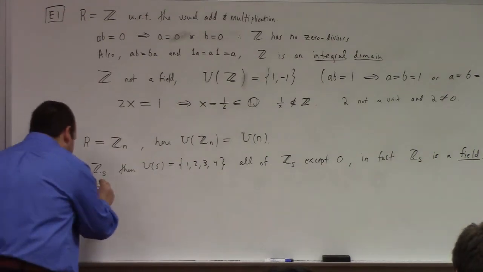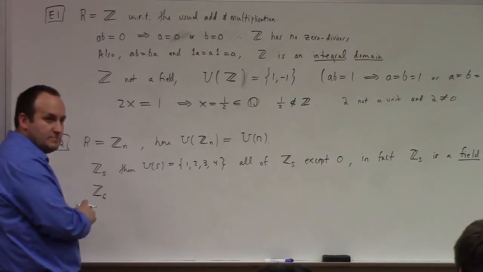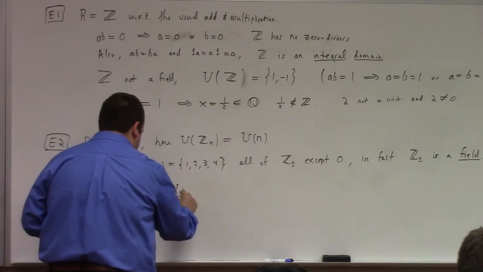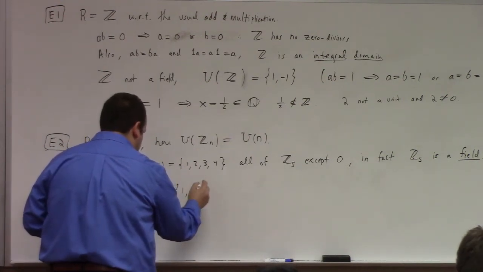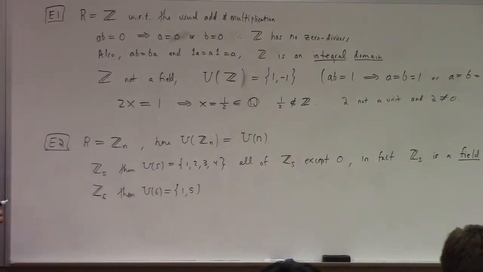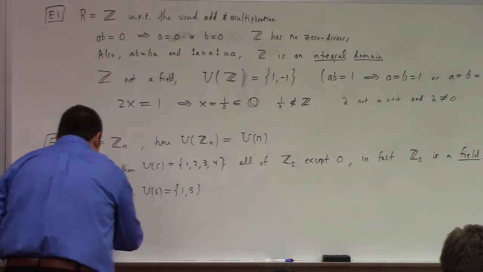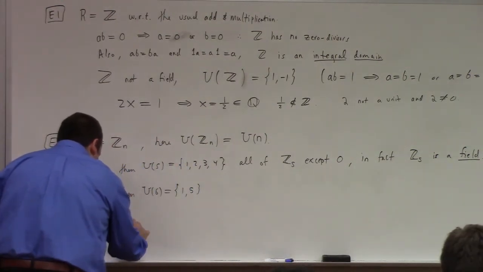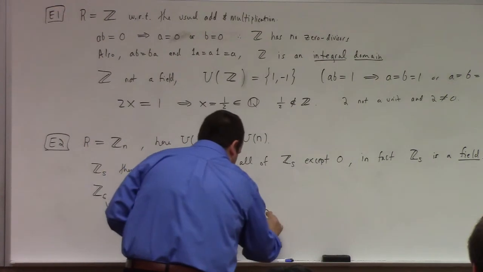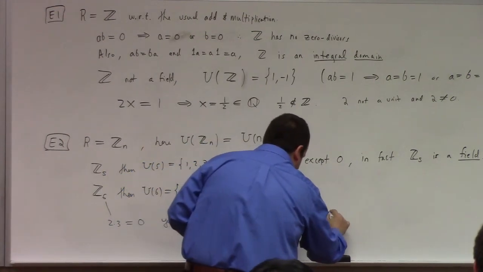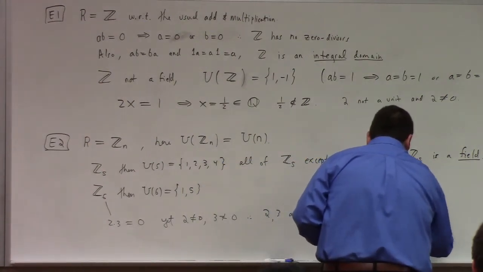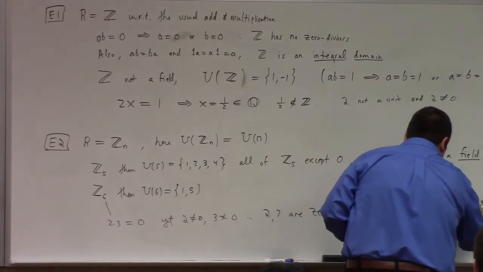In contrast, if you look at Z6, what's the group of units then? Well, U6 is what? It's 1, 2 is out, 3 is out, 4 is out, 5. That's definitely not all non-zero things in Z6, right? More to the point, because 6 is 2 times 3, we have 2 times 3 is equal to 0, yet 2 is not equal to 0 and 3 is not equal to 0. Therefore, 2 and 3 are zero divisors. So therefore, Z6 is not an integral domain.